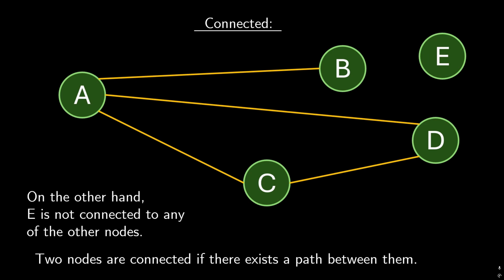So connected really just means look at the graph. Is there a way for you to only take the edges to go from one node to another? Hopefully this is very intuitive.